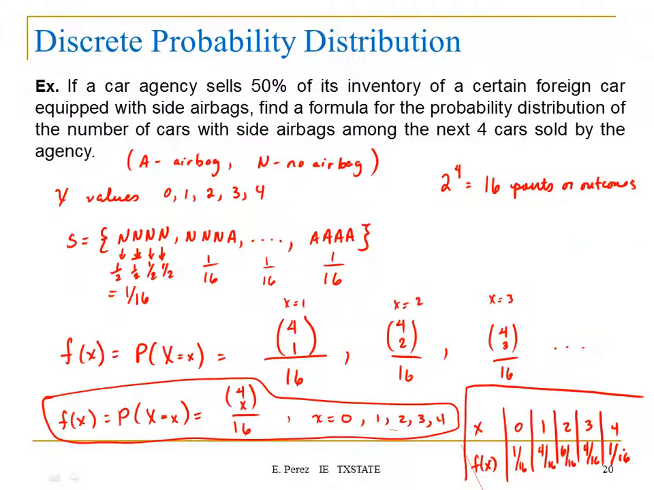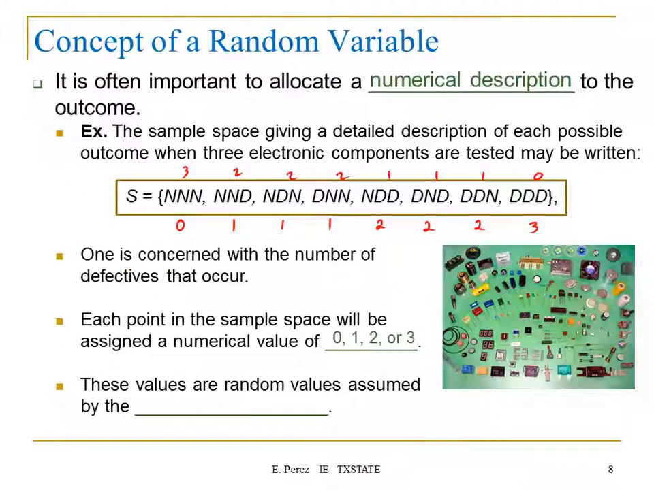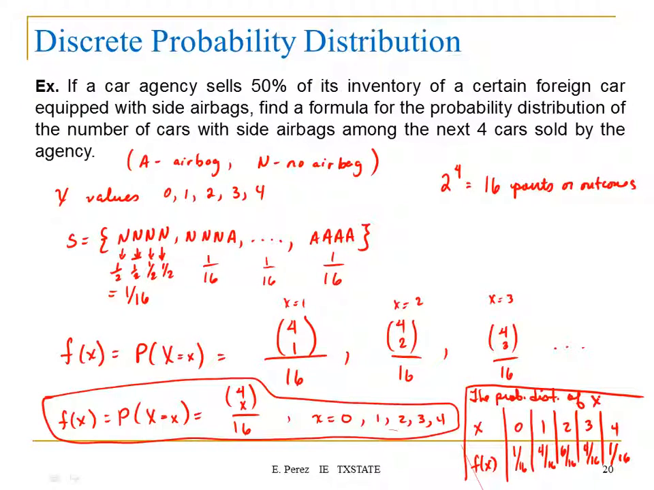So this is the probability distribution of x. So if I ask you for the probability distribution of a discrete random variable, this is what I'm looking for. Okay? So the probability of having 0 cars with airbags equals 1/16. The probability of having 2 cars with airbags equals 6/16, and so on.